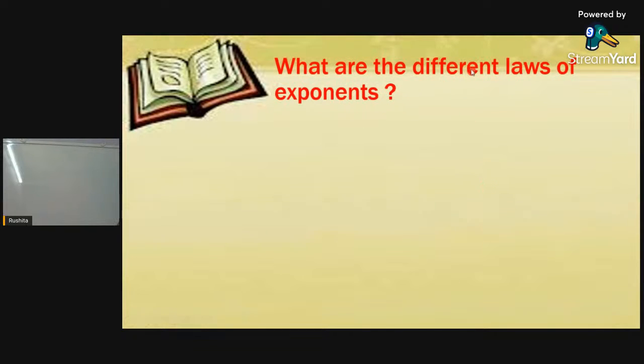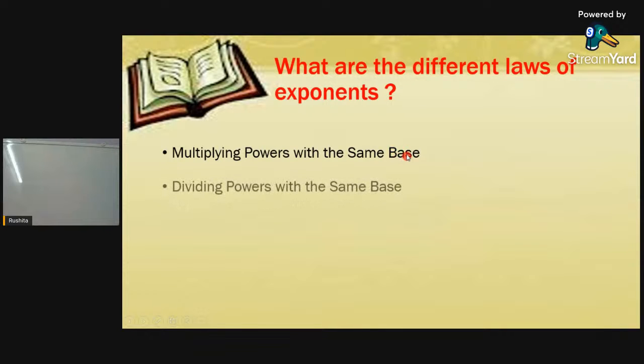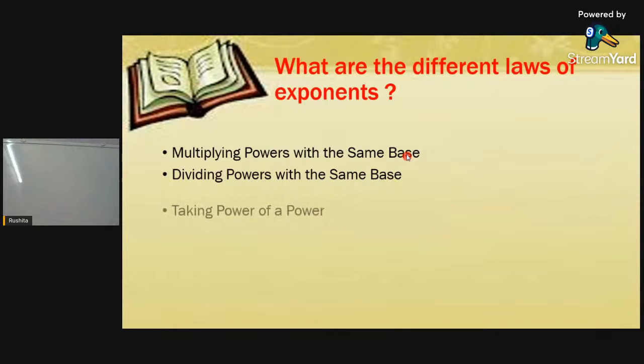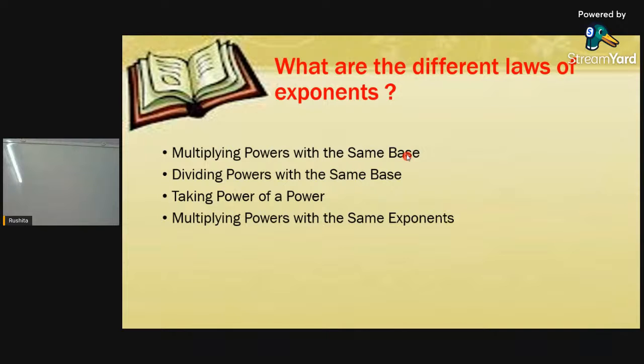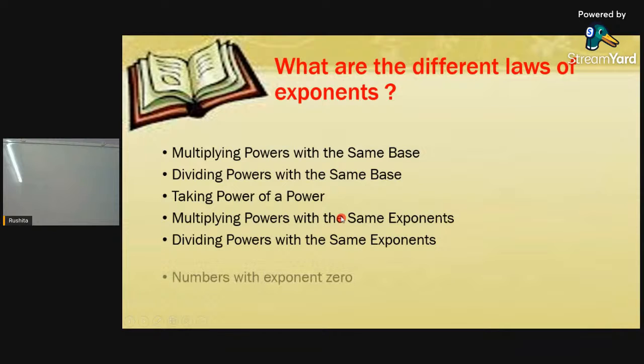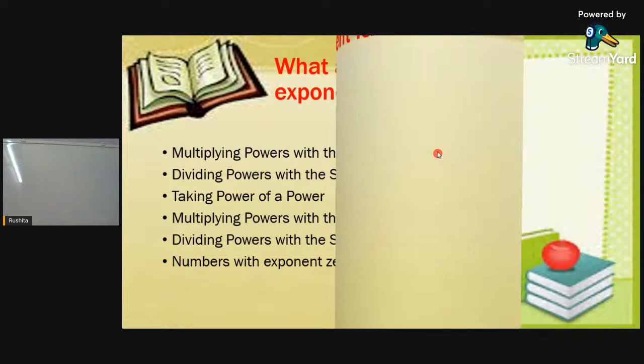Okay, so first we will have an overview of all the laws. What are the different laws of exponents? Multiplying powers with the same base, dividing powers with the same base, taking power of a power, multiplying powers with the same exponents, dividing powers with the same exponents. And then the last one, which is numbers with exponent 0. So we are having totally six laws of exponents. So this one is basically for class 7.